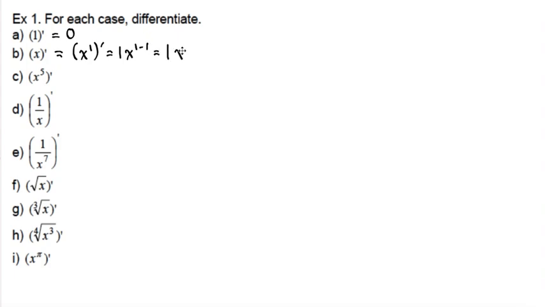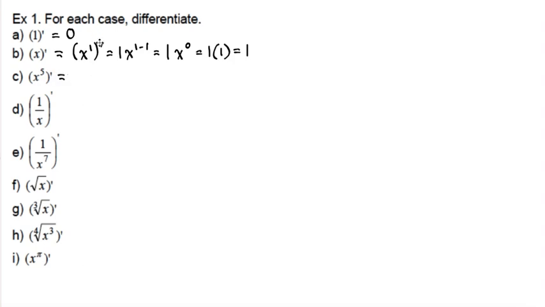So that becomes 1x to the exponent 0. But anything to the exponent 0 is just 1. So it would really be 1 times 1, which is just 1. And so that's an important thing to remember as well. So if we just have a letter or a variable all by itself, the derivative of that is going to be 1.